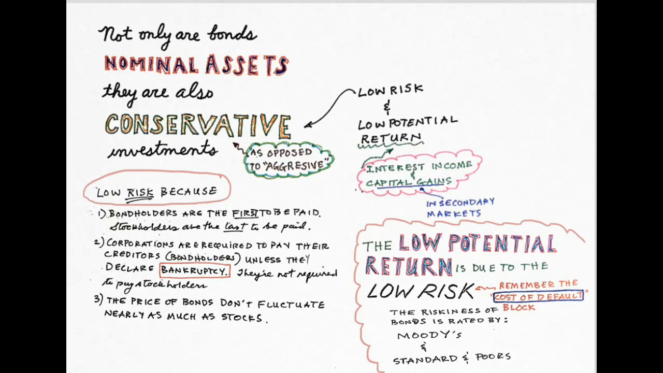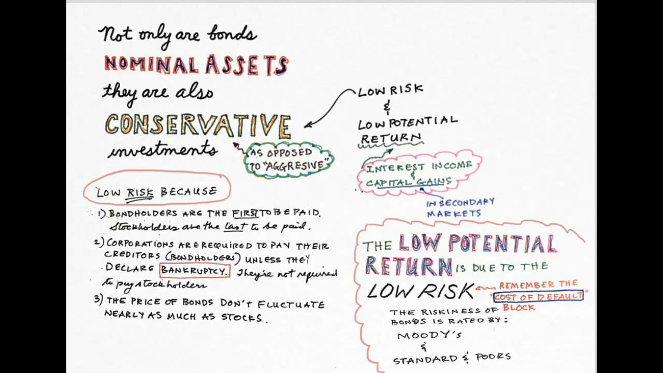As we've already seen, bonds are nominal assets because they are IOUs, but they're also a conservative as opposed to aggressive investment. They're conservative because they are low risk, but of course, they also have a low potential return. The return to bondholders is in the form of interest income and capital gains if sold before maturity in secondary markets. Keep in mind that you'll only make capital gains in secondary markets if interest rates go down while you're holding the bond.